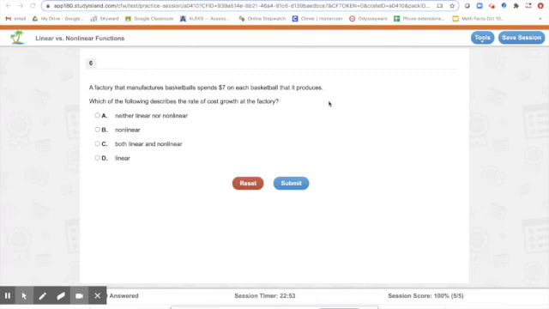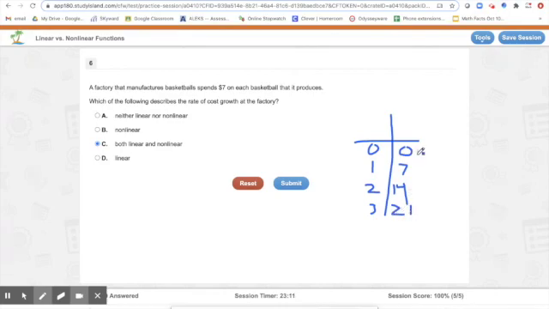So if you think about it, one basketball costs $7. And I'm going to do the quick table comparison again. I should start at zero. 0 basketballs cost $0. One basketball costs 7. 2 basketballs is going to cost 14. 3 is 21. All right, we don't really have to look at the table to realize it's going up the same amount every single time.